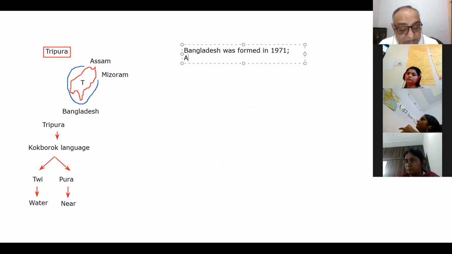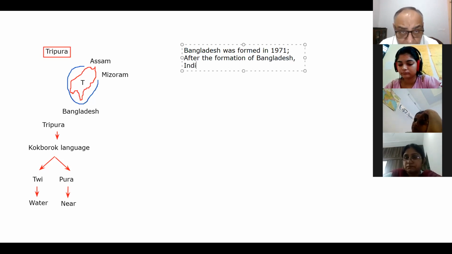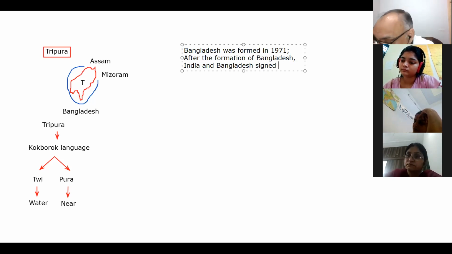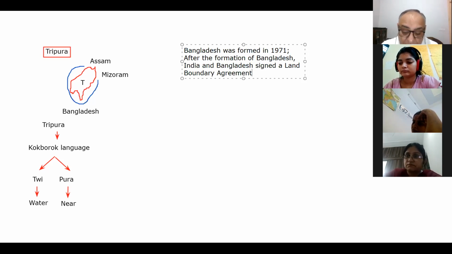And important is that after the formation of Bangladesh, India and Bangladesh signed a land boundary agreement. So that was signed there between the two countries, right?